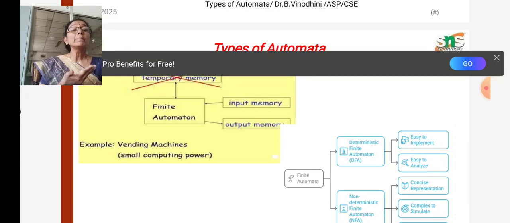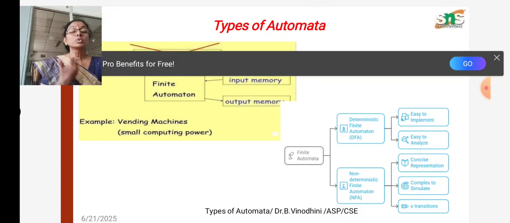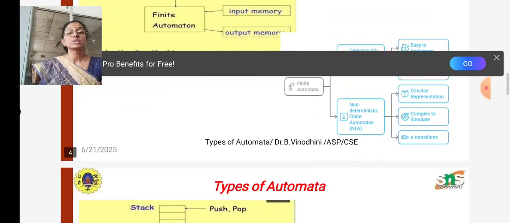So it is easy to implement the deterministic. We can easily predict what the next state is in the deterministic. But in the non-deterministic, the output is multiple states, which means we cannot easily implement it and we cannot predict the next state. So it is very complex compared with the deterministic finite automata. We can easily analyze the DFA, but it is very complex to analyze the NFA. In the NFA, we have the epsilon transition, that is an empty string transition, available in the non-deterministic finite automata, but in the DFA we don't have an epsilon transition.